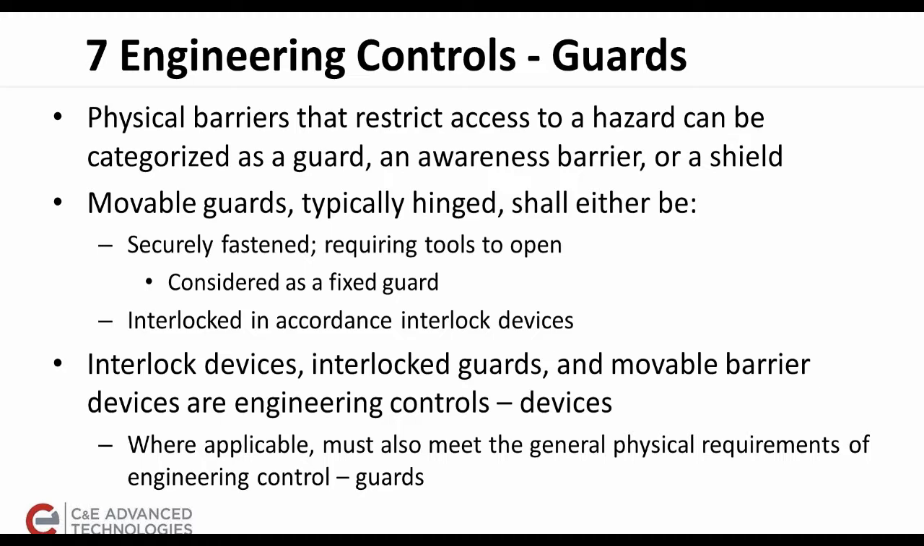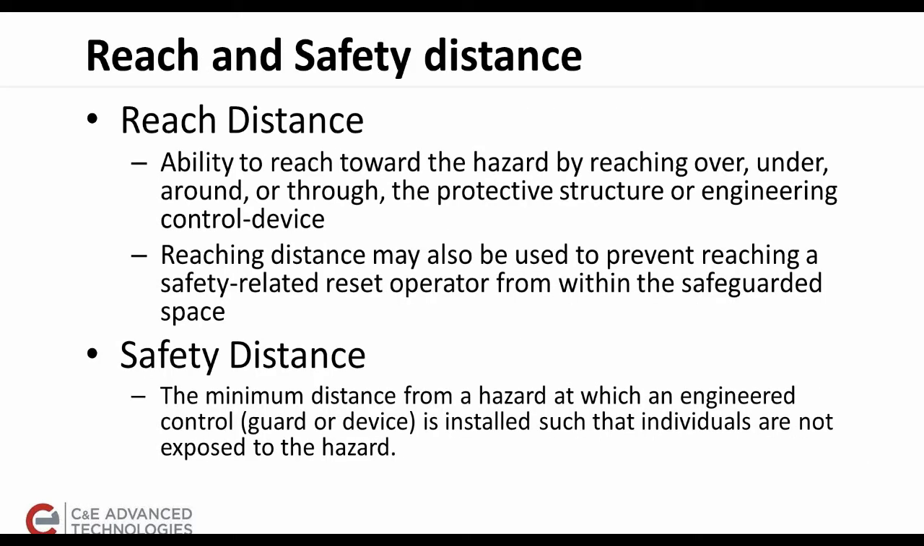Interlock devices, interlock guards, movable barrier devices, all engineering controls, even though they must also meet some of the physical requirements of fixed guards. Another definition, reach distance, the ability to reach over an obstruction, around it, or what have you in terms of a physical protective structure.